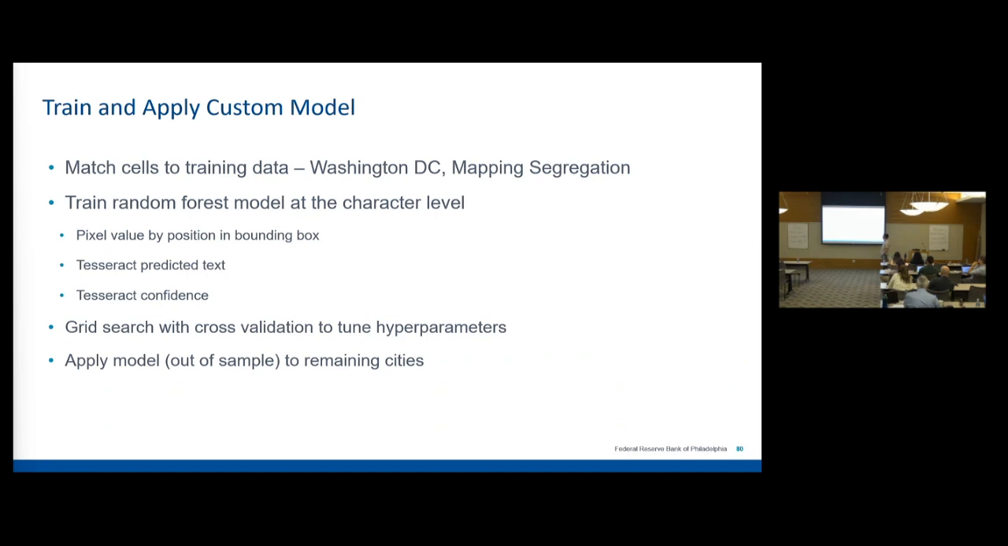And the model is really simple. We're predicting multi-class character on the left, and then we're taking the pixel value by position in the bounding box, what Tesseract predicted, and Tesseract's confidence in that prediction. And then we do all the normal ML stuff. We grid search with cross-validation to tune the hyperparameters, and we apply the model out of sample to all the remaining cities. And that's the performance statistics that I gave in the beginning. It doesn't have anything about Washington, D.C. in there.